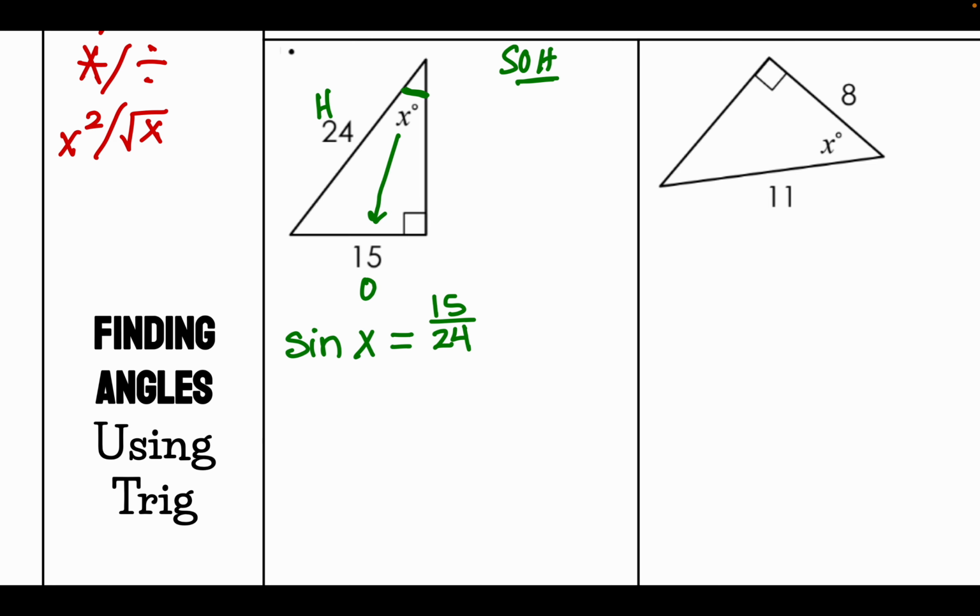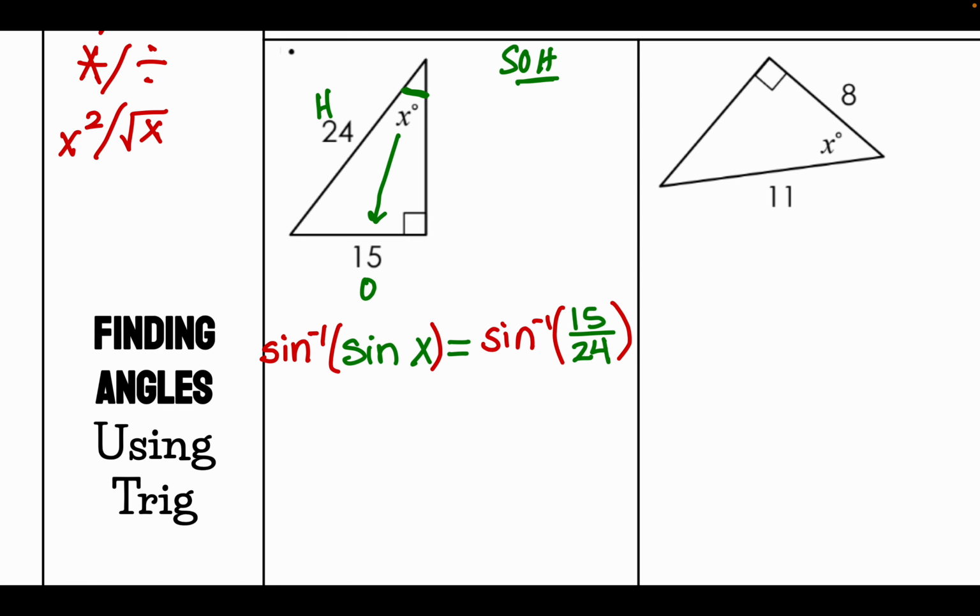So we want to get x all by itself. So here's where your sine inverse comes in. What you're going to do is take sine inverse to both sides of your fraction. Remember when you solve equations, what you do to one side, you have to do to the other. So to get x by itself, you do sine inverse. And what happens is your inverse sine and your sine undo each other. So we end up getting x by itself equal to the sine inverse of our ratio.